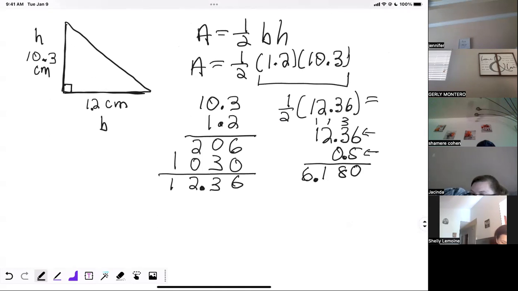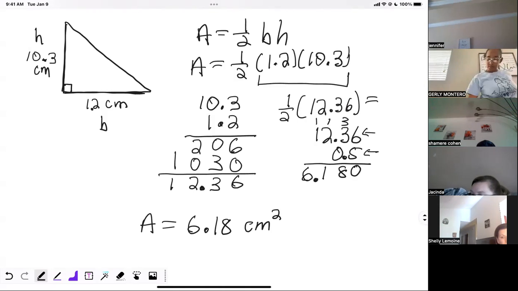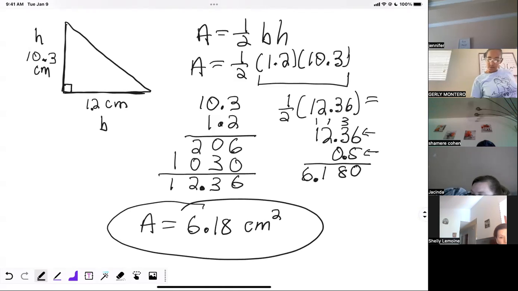So my answer is area is 6.18. Now I don't need the 0. You could add it, but you don't need it. Centimeters squared. And done. And that's the end of that section.